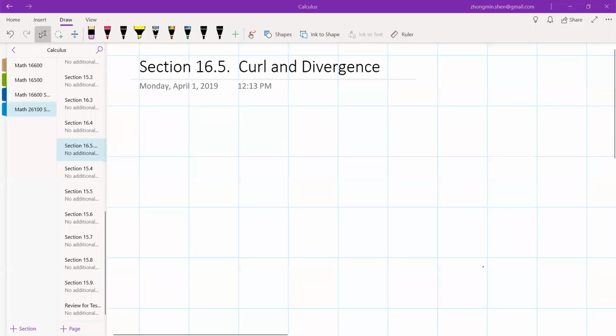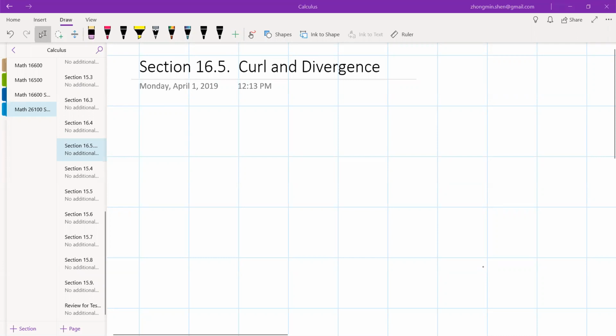Right. In the last class, we studied Green's theorem. This is mainly about vector fields on a domain in a two-dimensional plane. Okay. So we are now going to study vector fields in three-dimensional space.